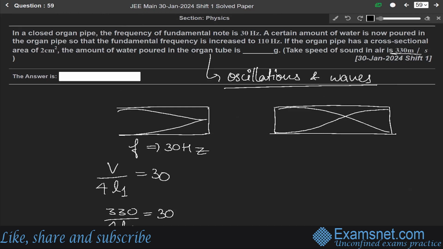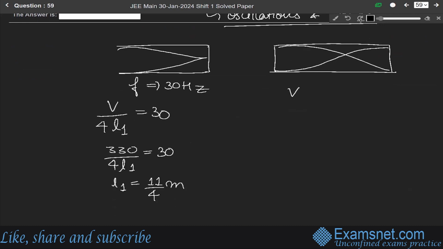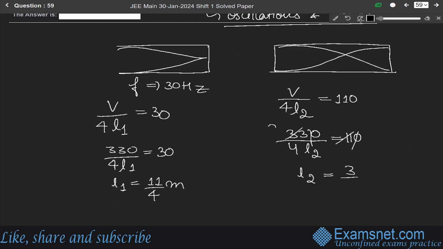And the next statement is what? A certain amount of water is now poured in the organ pipe so that the fundamental frequency is increased to 110 Hertz. So new fundamental frequency is what? 110 Hertz. So V is 330 over 4 L2 equals 110. So L2 will be equal to 3 by 4 meter.